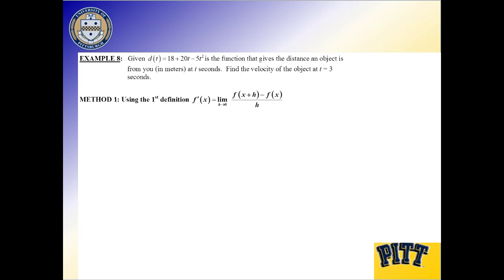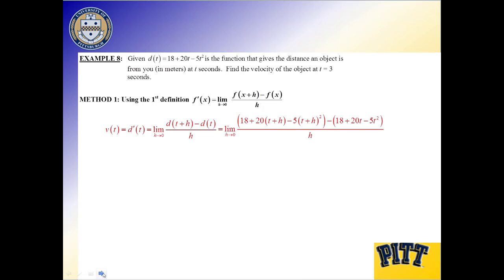If I use the first definition of a derivative, f prime of x equals the limit as h approaches 0, and so forth, I'm going to replace all the x's with t's, because the variable I'm using is t. When I do it this way, I'm going to find a formula that would calculate various velocities, and then I'm just going to calculate it specifically at time 3 seconds. So the velocity function, v of t, is going to be the derivative of d of t. So I'm going to do the limit as h approaches 0 of d of t plus h minus d of t, all over h.